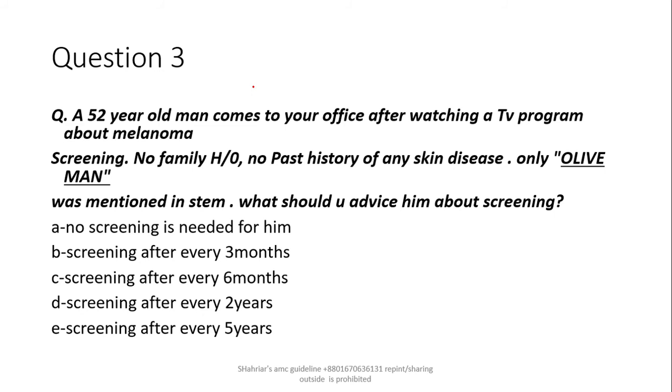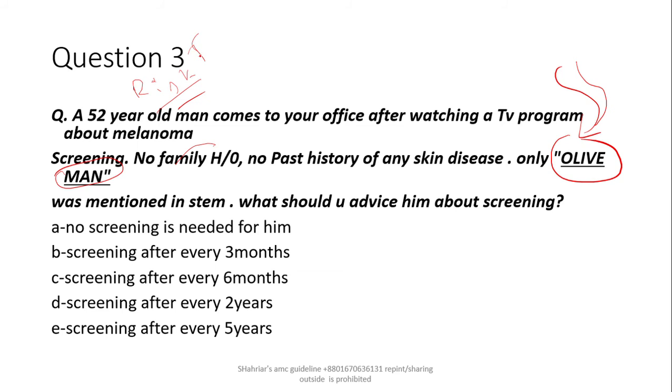If someone read the bestseller, I feel they know the answer. This is a case: a 52-year-old came to your office after watching a television program about melanoma. No family history, no past history of skin disease, only olive man syndrome. Now there's a word, olive man syndrome. What does it mean actually? Like, you're suspecting melanoma, name some risk factors of melanoma. I'll try to get the answer from you.